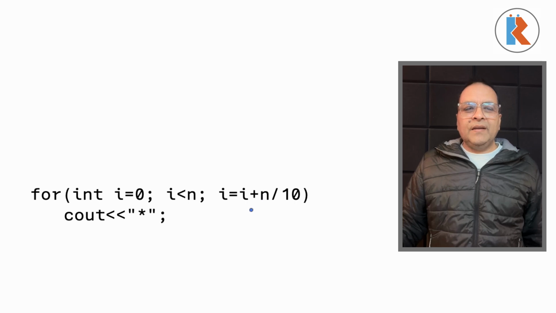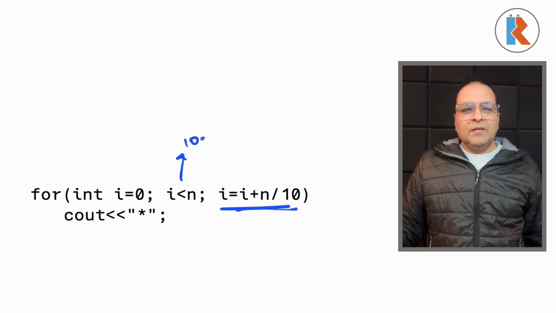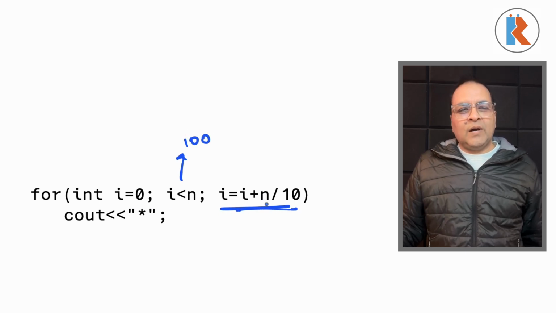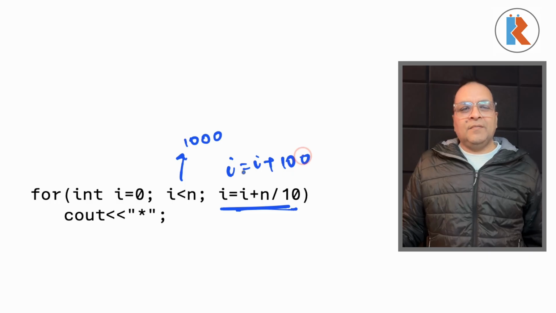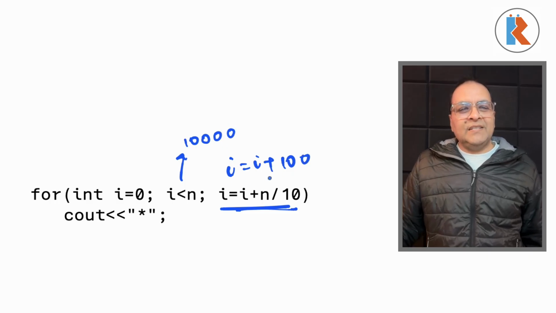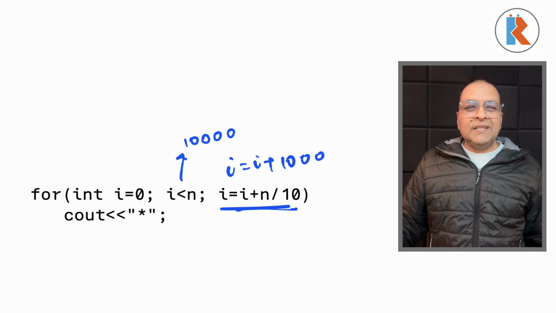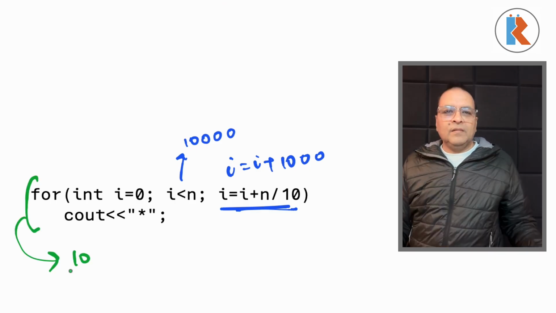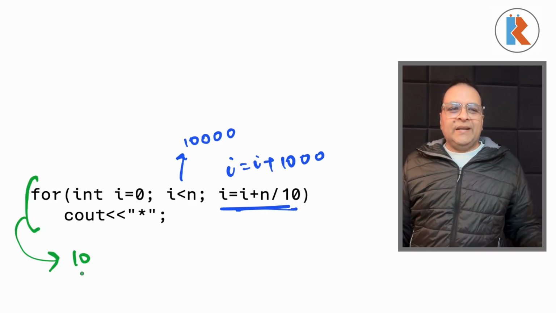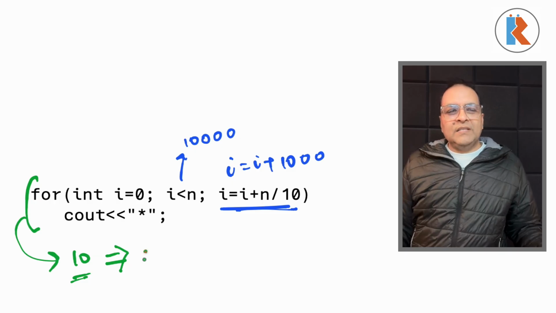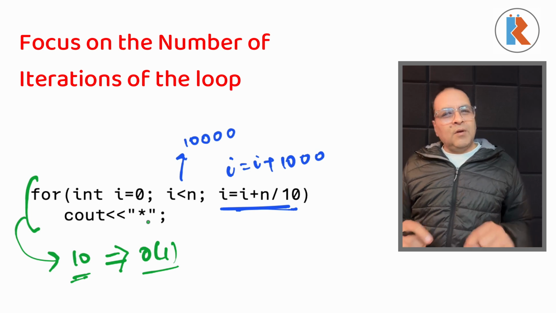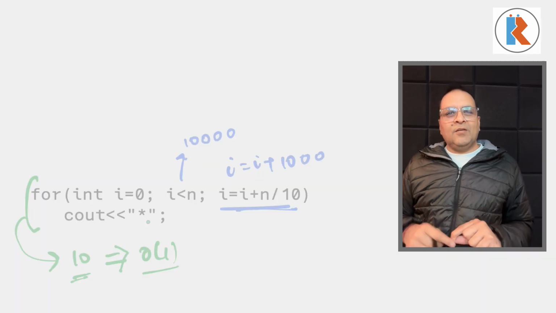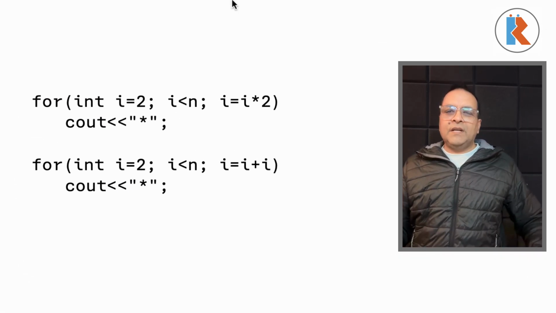But what if we increment i by n/10? So every time when we say i = i + n/10, if the value of n is 1000, then we are saying i = i + 100. If the value of n is 10,000, then we are saying i = i + 1000. Now this increment in i is not constant. And we can conclude that this for loop is getting executed 10 times. Therefore, the time complexity of this for loop in this case is order of 1, which is constant. What I'm trying to say is that you should focus on the number of times the loop is getting executed instead of the variable.